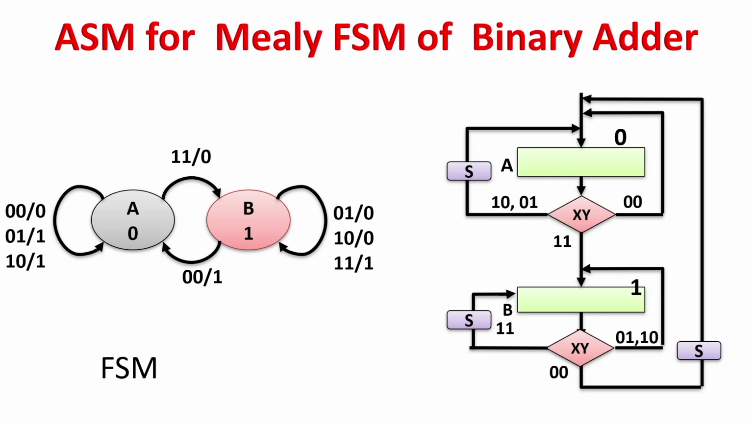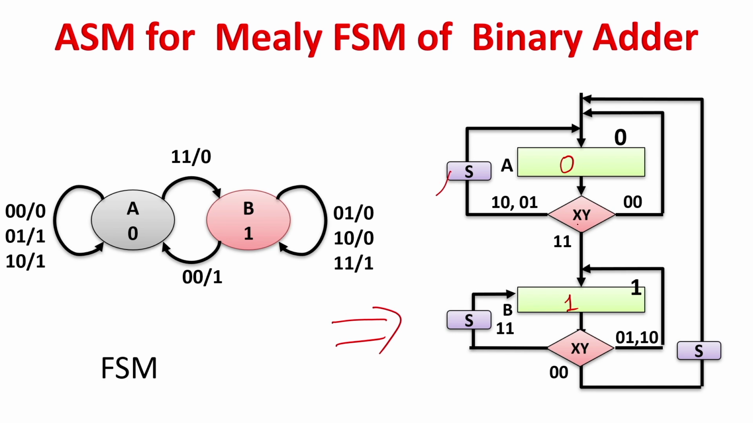So, if we convert this to a Moore FSM, how does it look? This has two states, A and B, similar to the Mealy FSM. In state A, this is the carry bit, and based on the value of xy, if it is 0 then the output also goes to 0, and if it is 0 1 or 1 0, then the output sum is equal to 1.